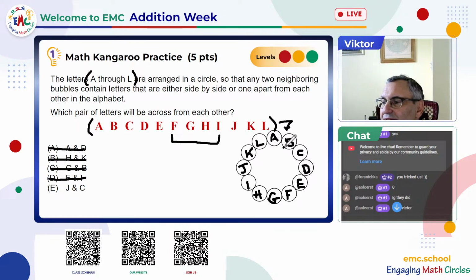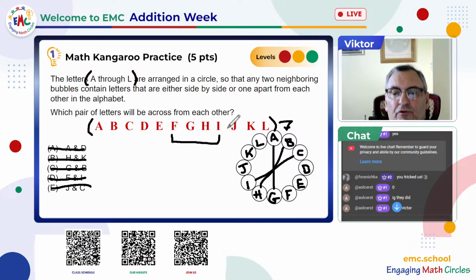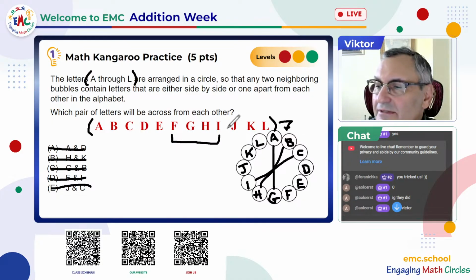Okay, so B is across from H, A from G, C from I. It's not even J and C. No, we tricked you again. That's why you always have to prove. You can't just guess. In math, you have to prove your point. You have to prove it correct. So J and C are incorrect.